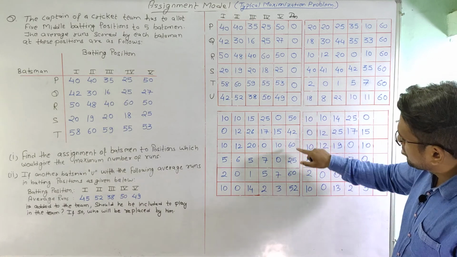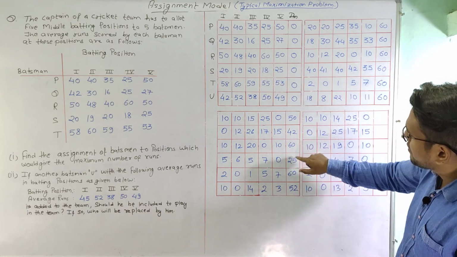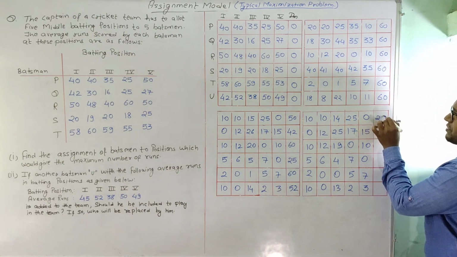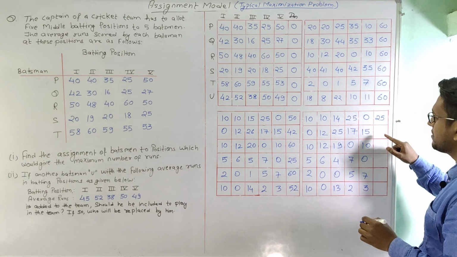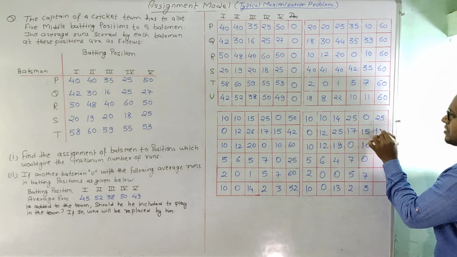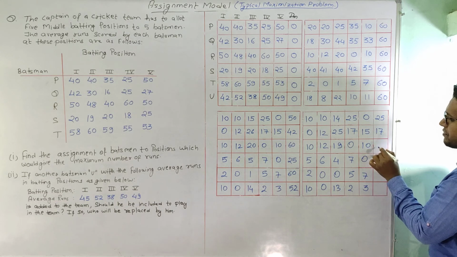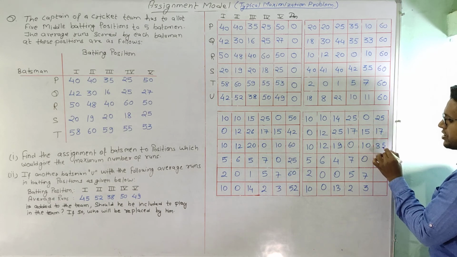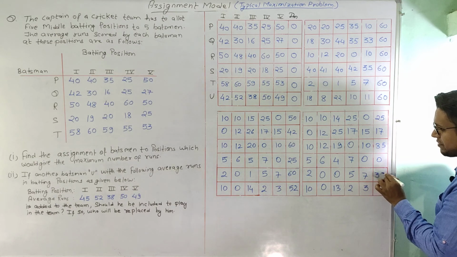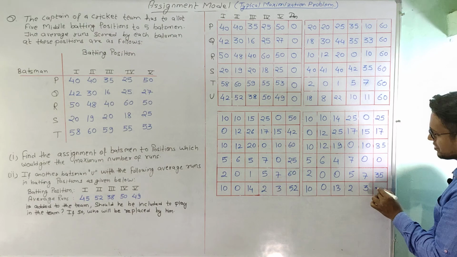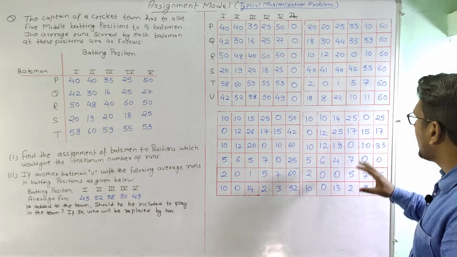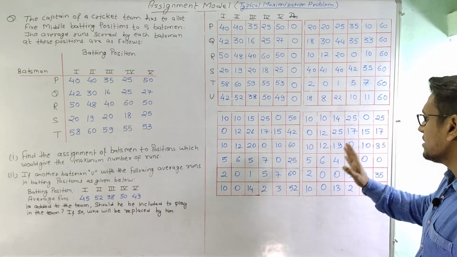And in the last column the minimum value here is 25, so 25 is subtracted from each element, so 50 minus 25 is 25, 42 minus 25 is 17, 60 minus 25 is 35, 25 minus 25 is 0, 60 minus 25 is 35, 52 minus 25 is 27. So as we can see that now we have zeros in each row and in each column.